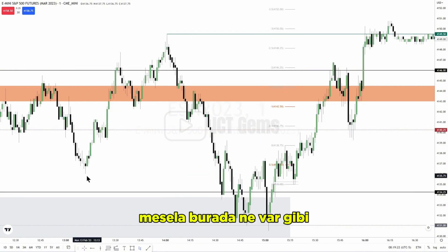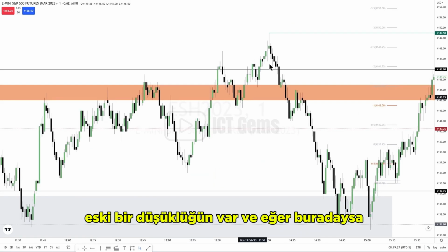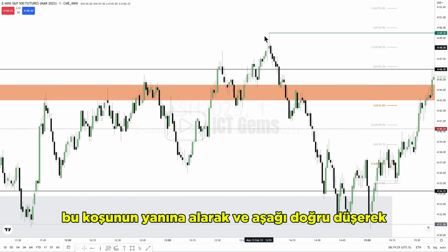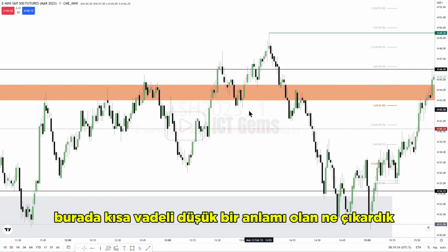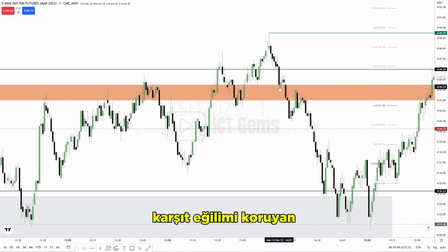For instance, like what's over here. You have an old low, and if it's up here taking buy side with this run and it's dropping down, remember that 15-minute fair value gap? We took out what here? A short-term low, meaning what? We have a shift in market structure that's bearish, counter trend.